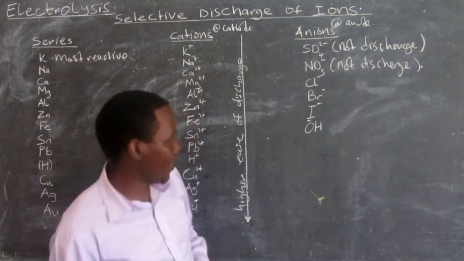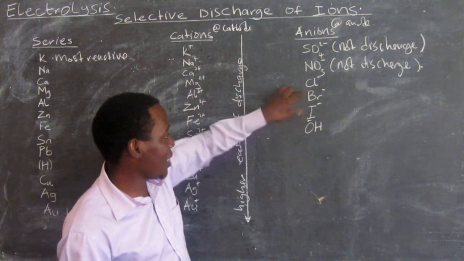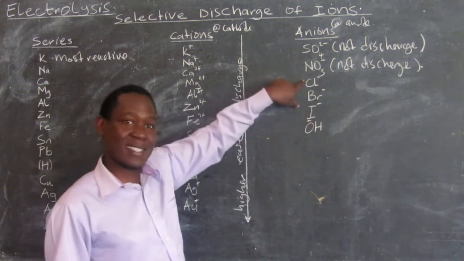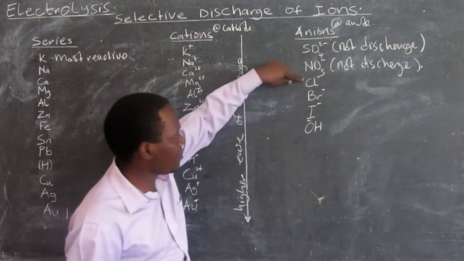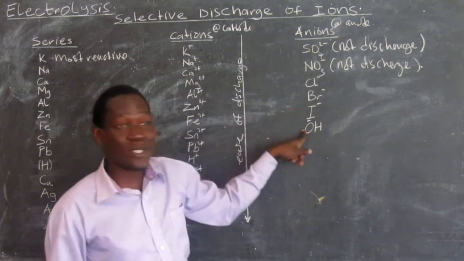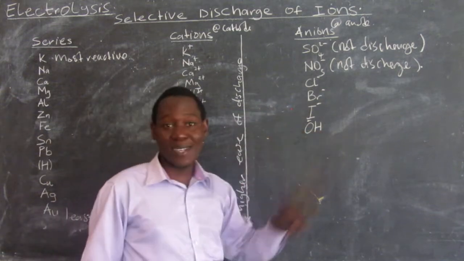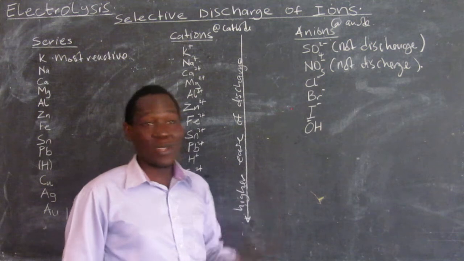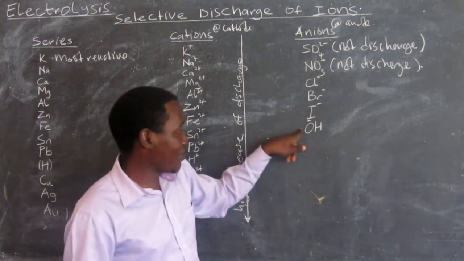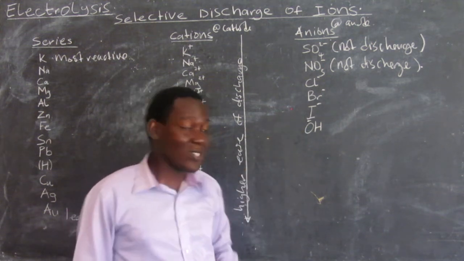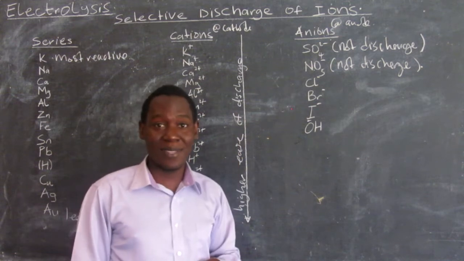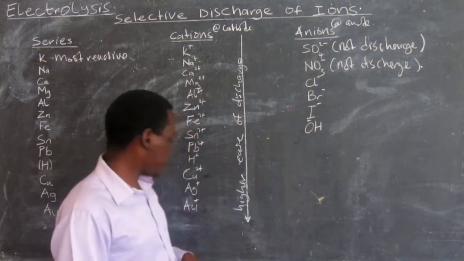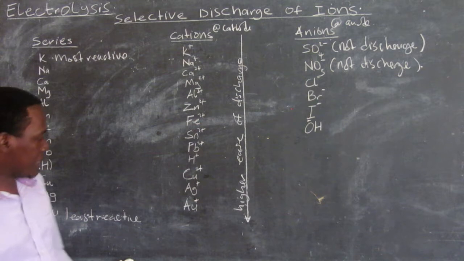In simple terms, if you have a solution which contains hydroxide ions and chloride ions, both go to the anode to be discharged. The hydroxide ions are going to be discharged in preference to the chloride ions, the reason being that the hydroxide ions are in a lower position compared to the chloride ions. That's the trick behind it.